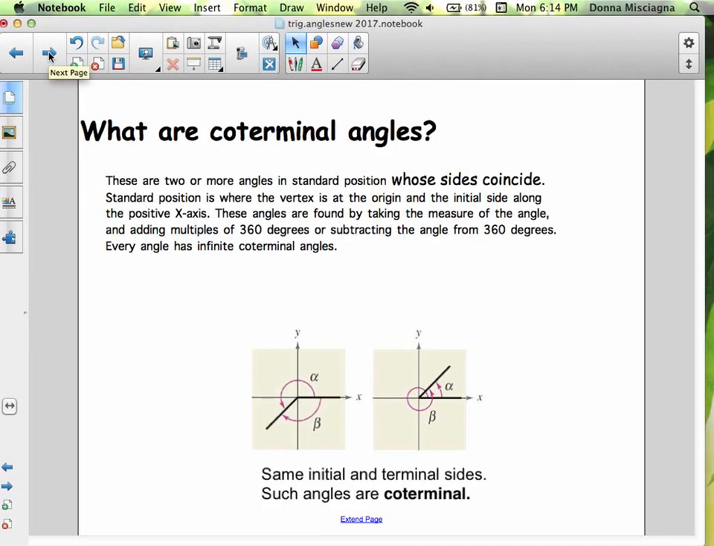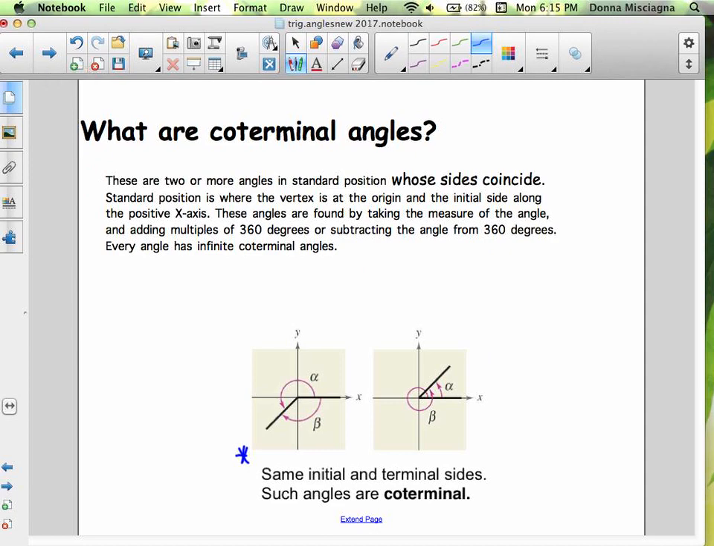But what are coterminal angles? Right, so these are two or more angles in standard position whose sides coincide. In other words, they have the same terminal side. I think this is in your notes at the bottom there. They have the same initial side, because they're in standard position. All the angles have the same initial side, but they also have the same terminal sides. And such angles are coterminal.